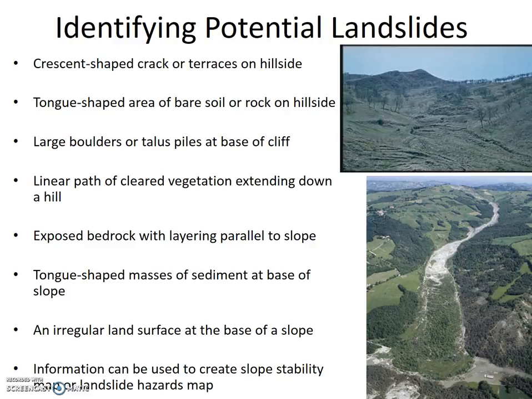The top image shows some crescent-shaped terraces upslope with some hummocky terrain near the base. The bottom image has a linear cleared path and a tongue-shaped deposition at the base that pushed the river over a bit.